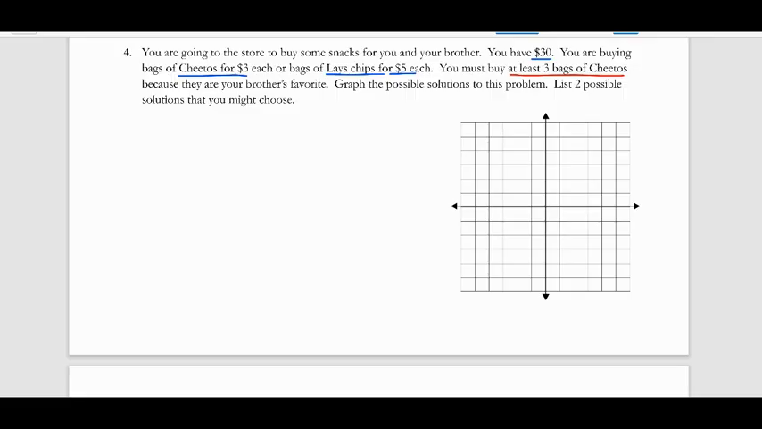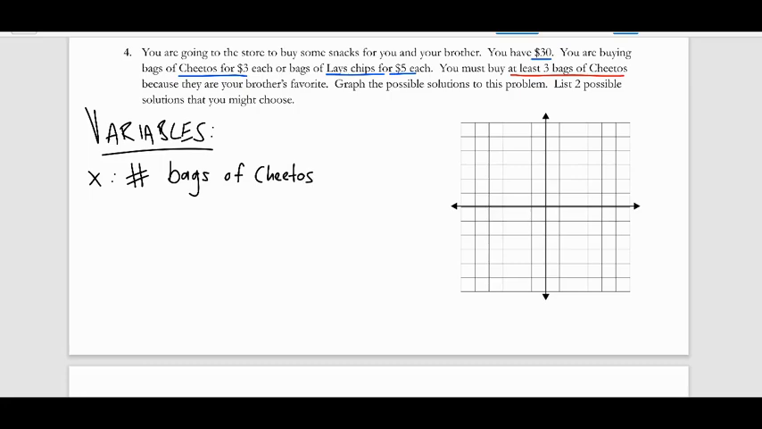All right, so let's go ahead and define some of these variables. Let's say x is going to be the number of bags of Cheetos, and let's call y the number of bags of Lay's. Let's go ahead and create 2 equations.